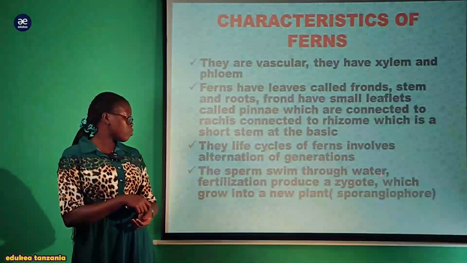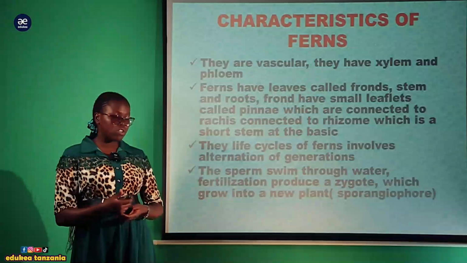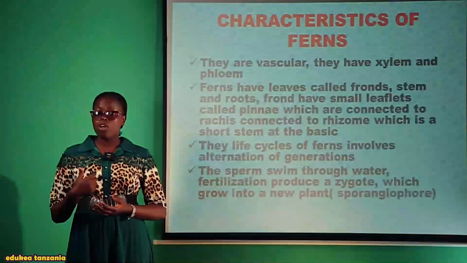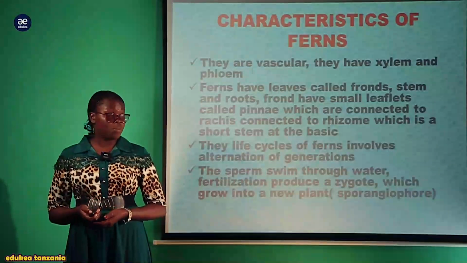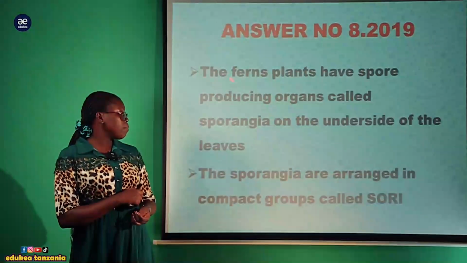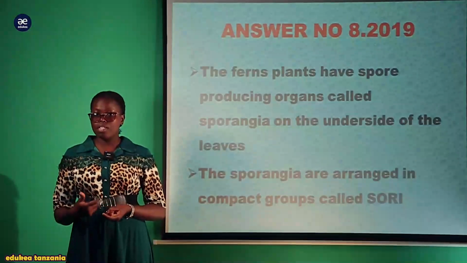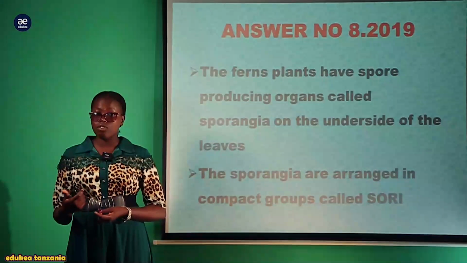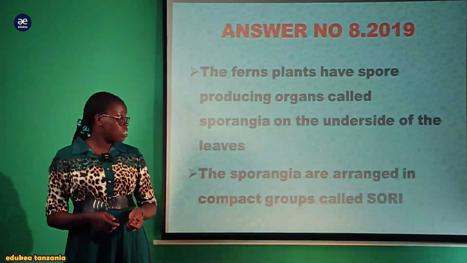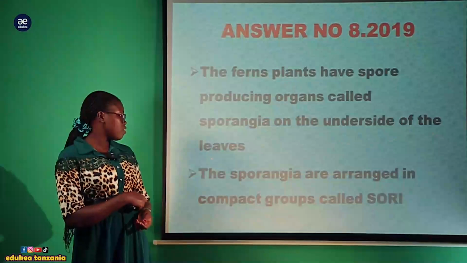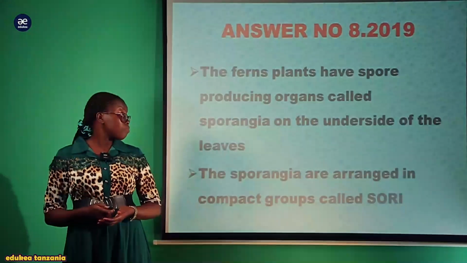Also, the sperm swim through the water. Fertilization produces zygotes, which grow into the new plant, which is known as the sporophyte, which is the mature form of the fern plant. So the fern plant has a spore-producing organ called the sporangia. Within the fern plant, there is a sporangia, and this sporangia is found within the leaf. It is where the spores are produced. They are found on the underside of the leaves, and sporangia are arranged in a compact group which is known as the sori.